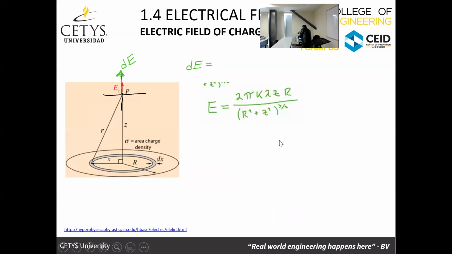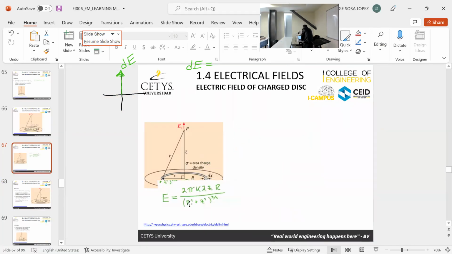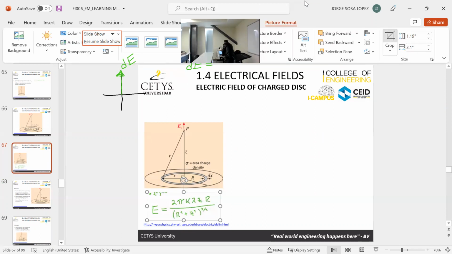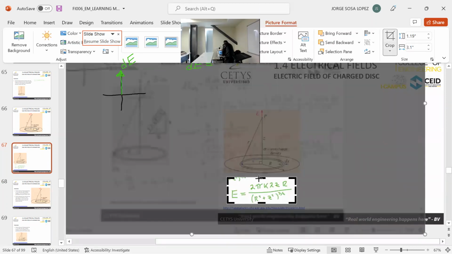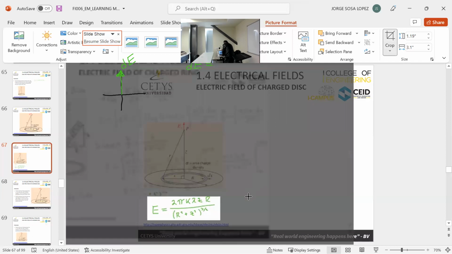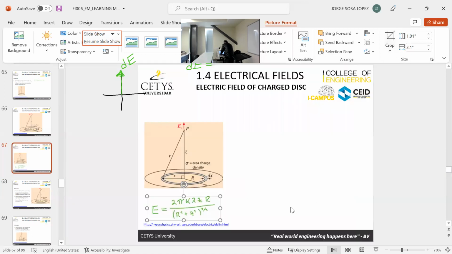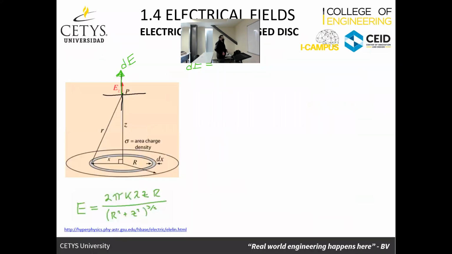Okay, so I'm just gonna put that as a reference. This is the expression for the electrical field of a ring. We had already previously found this one. Given a certain ring of a certain radius, that was the expression that we had for the electrical field.